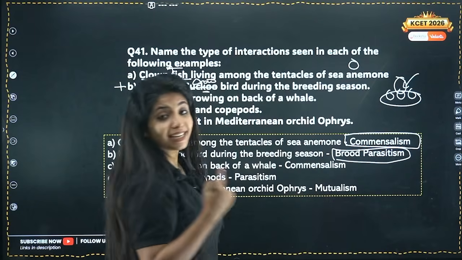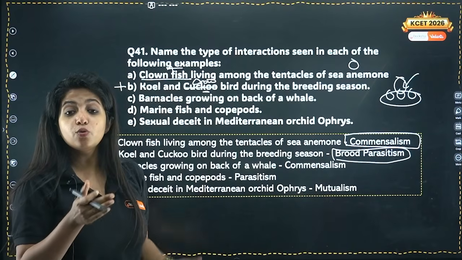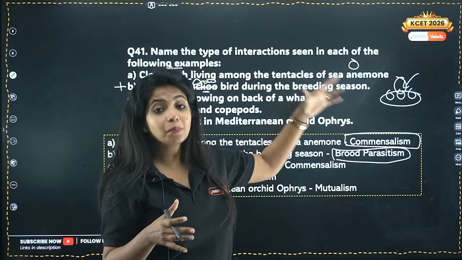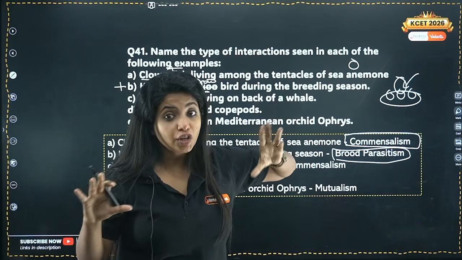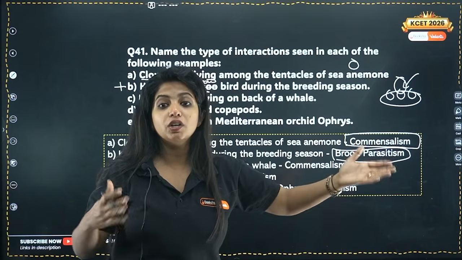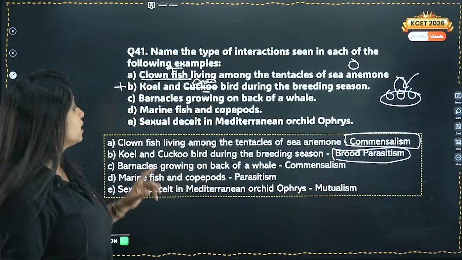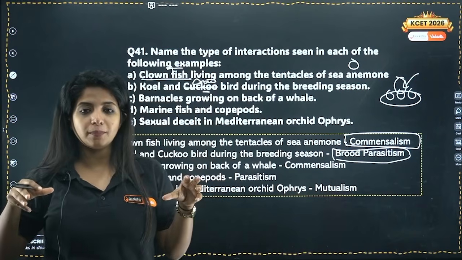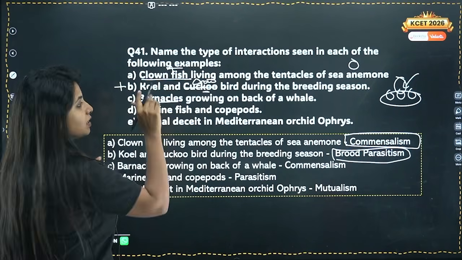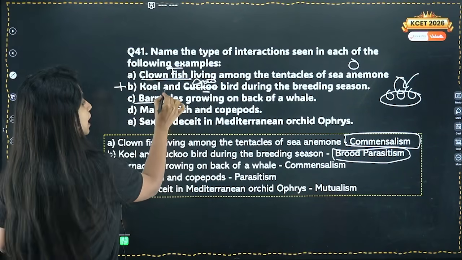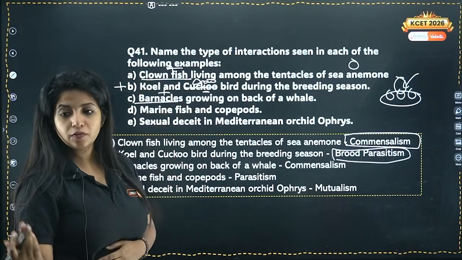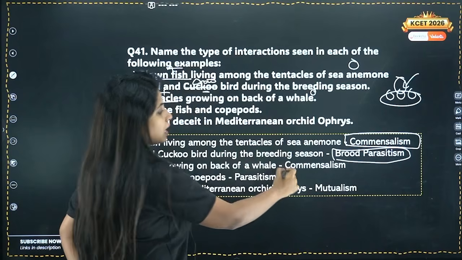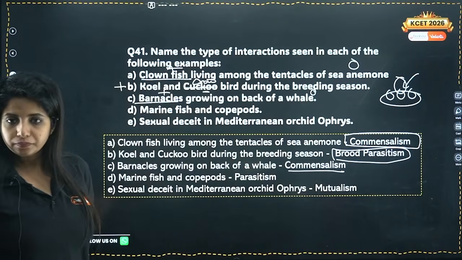Always remember, it is the koel which has some evolution happening in it, which makes sure that it resembles the crow's egg. It is not the host but the parasite which undergoes evolution. Always remember that. Now, barnacles growing on the back of the whale. On the whale, you might have seen some barnacles sticking onto them. Over here, when the barnacles are stuck on the whale, they are easily able to move around to different areas. The whale does not get any benefit, nor does it get harmed. Again, this is an example of commensalism.